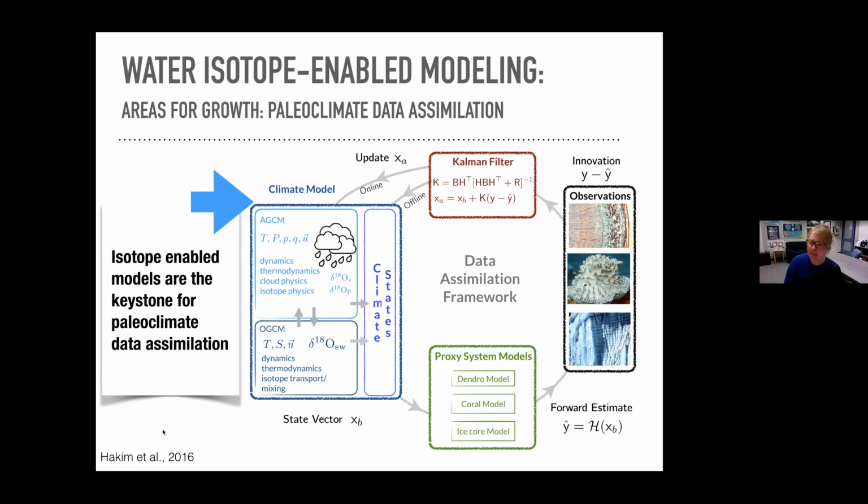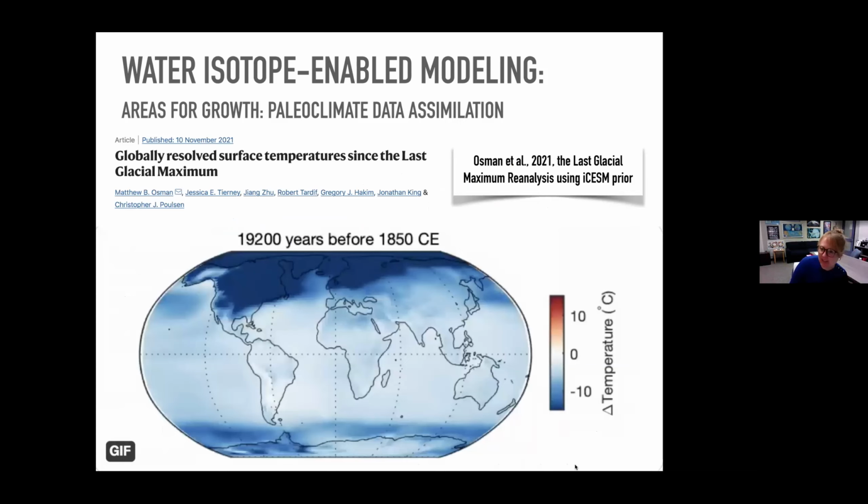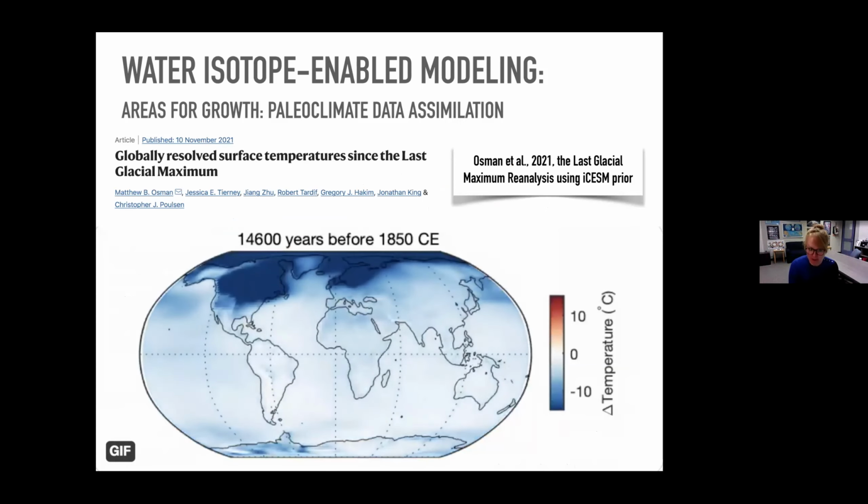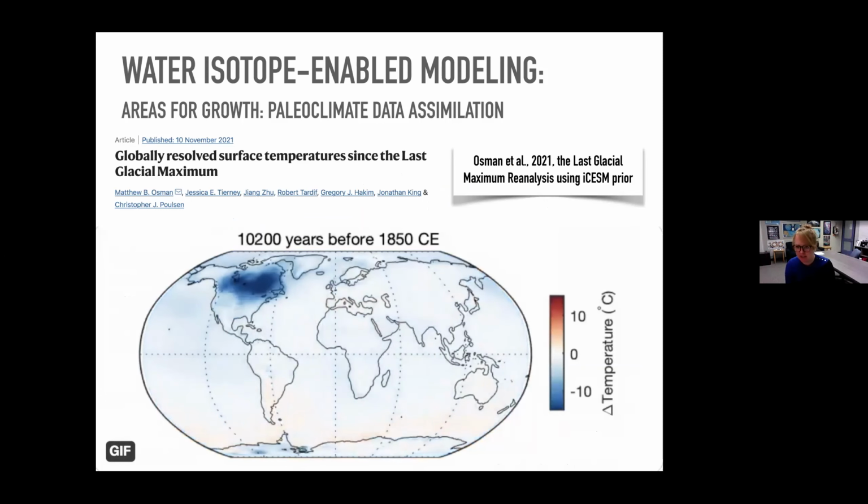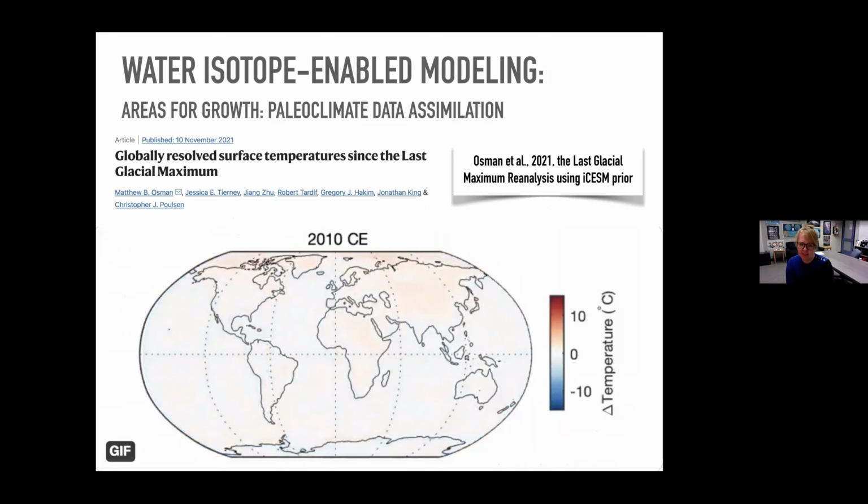I wanted to highlight the newest, as of I think 2 days ago, data assimilation product that's come out in the world of paleoclimate. This is Matt Osman and Jess Tierney's reconstruction of the last glacial maximum to present. All of this data is now online. It's a really incredible data assimilation product. And again, this was dependent on the iCESM prior to capture the full range of variability back in time.